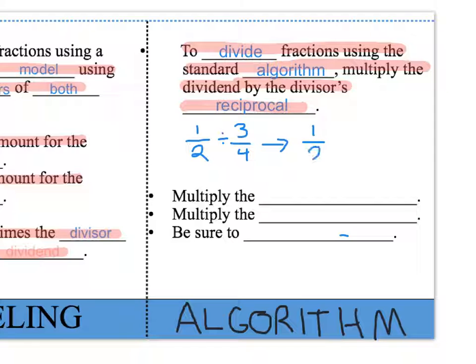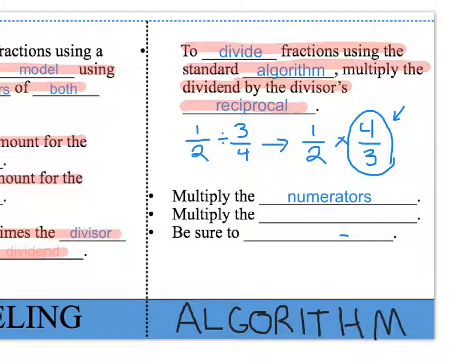1 half will stay the same. The division sign will become a multiplication sign. And I'm going to take the reciprocal of 3/4, which is 4/3. So whenever you do this, please don't flip the first fraction or the dividend. Only flip the second fraction or the divisor. Flip that only. Don't flip the first fraction.